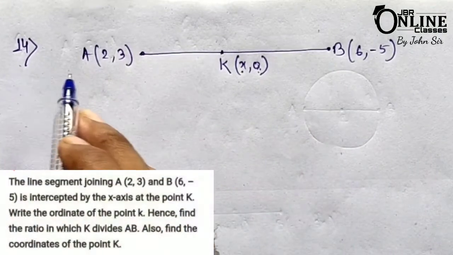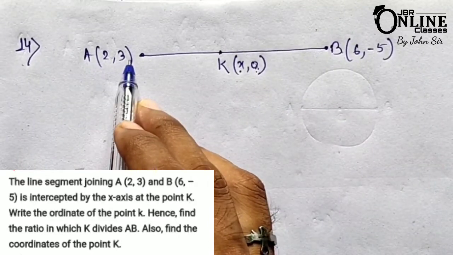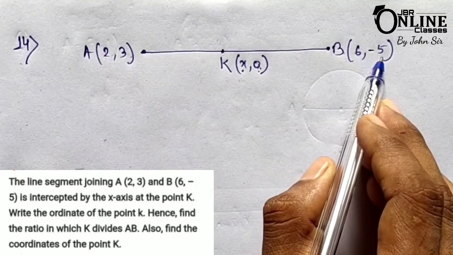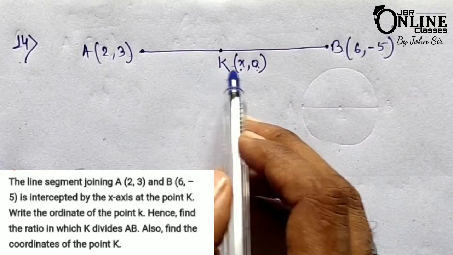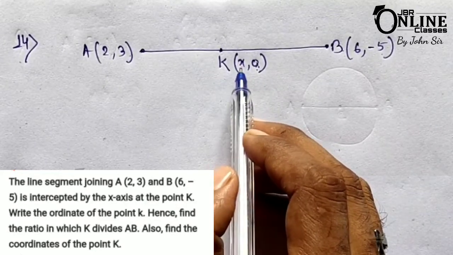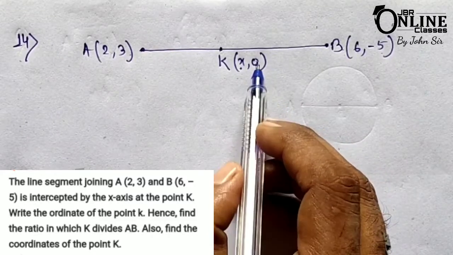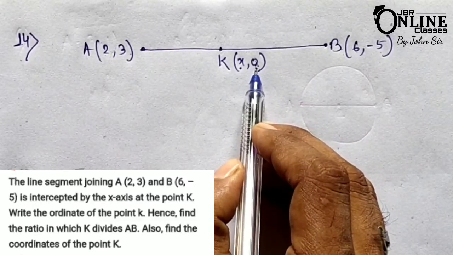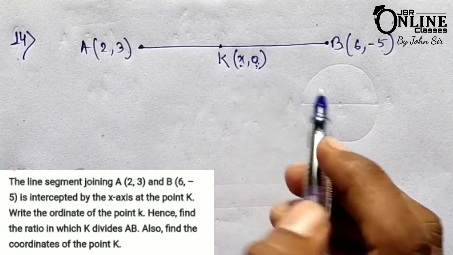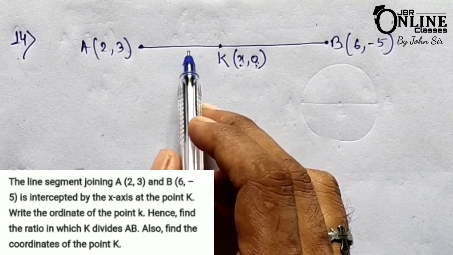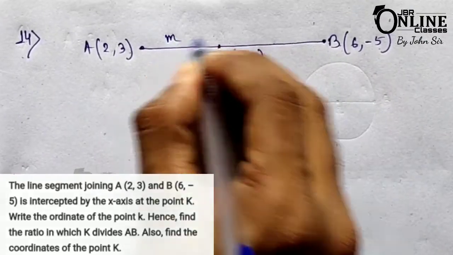Now sum number 14. In sum number 14, a line segment joining A and B, where the A coordinate is (2, 3) and B coordinate is (6, -5), is intercepted by the x-axis at the point K. So let the coordinate of that point K be (x, 0). As the point intersects the x-axis, the y coordinate is always 0. If it intersects the y-axis, then the x coordinate is always 0. Now the point K divides the line segment, so you also have to find the ratio. Suppose it is m is to n.